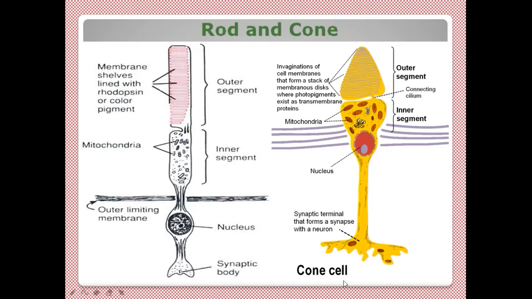Similarly in the cone cell, the same type of structure is there, but the shape differs. See the synaptic terminal that forms a synapse with a neuron here, and the nucleus is here. Mitochondria is there in the inner segment, the outer segment has a cone shape, while this one has a rod shape. So invaginations of cell membranes form a stack of membranous discs, where photopigments exist as transmembrane proteins. Here you have photopigments called iodopsin.